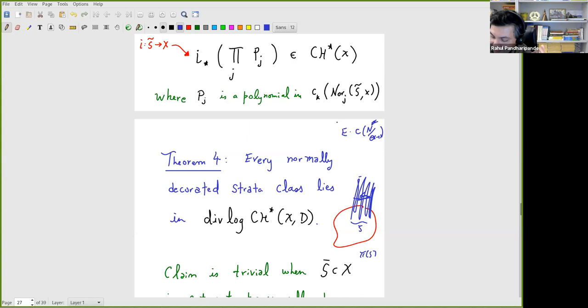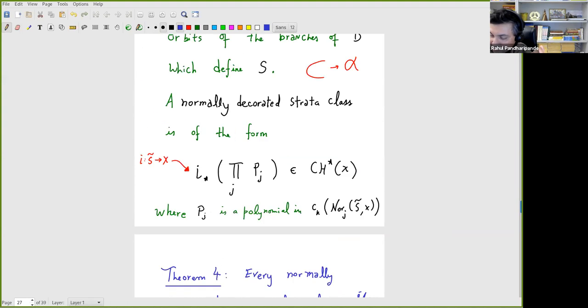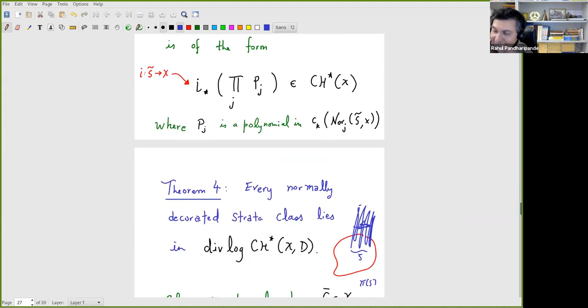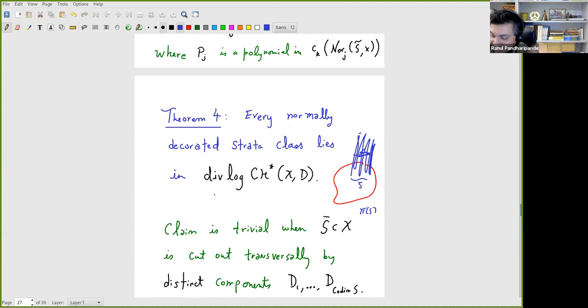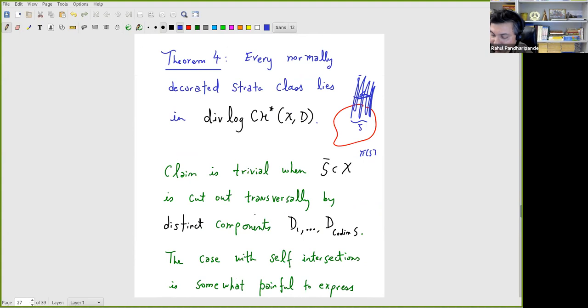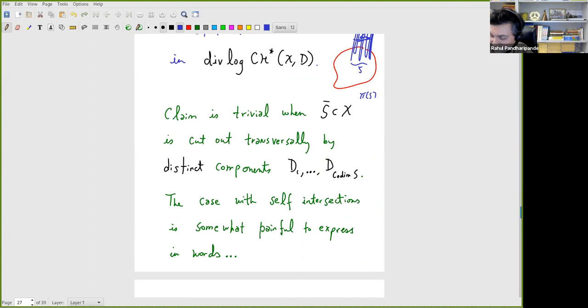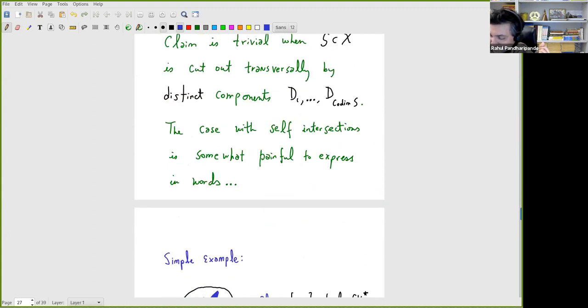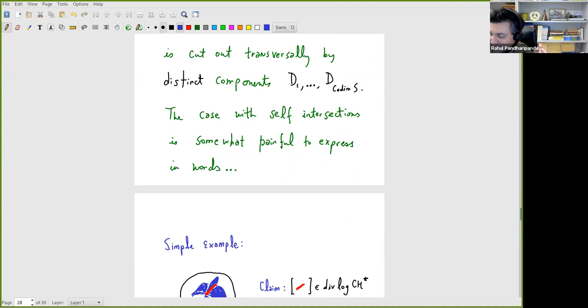All right, so this is the general theorem: if you do this business here in the geometry, you consider these strata closures with these normal bundles with this restriction about monodromy I said, then actually every such class is in this divisorial part. And the proof of this theorem is completely trivial when it's cut out transversely by distinct components. There's actually nothing to prove there. The interesting part is all about self-intersection, and that's somewhat painful. And I don't think we've really completely written the proof of that. It's a little bit painful. But instead, I'll give you examples.